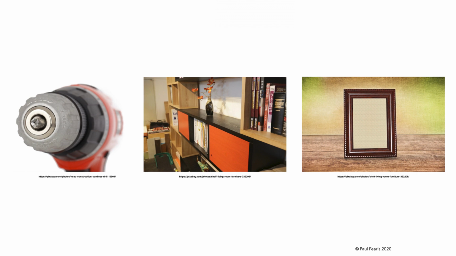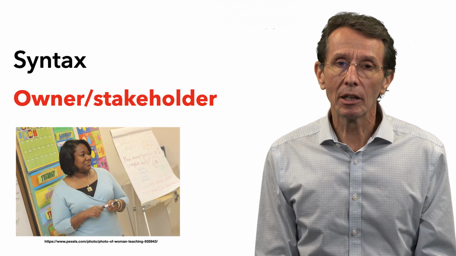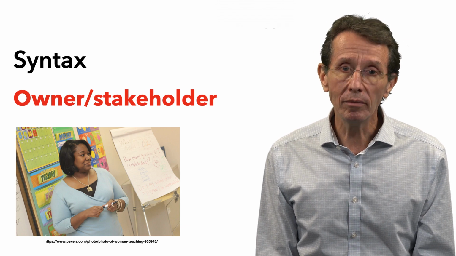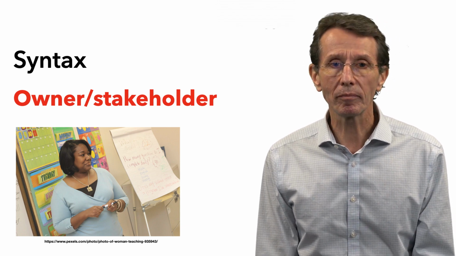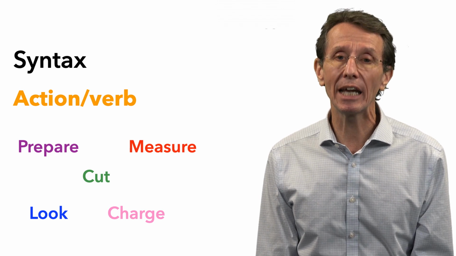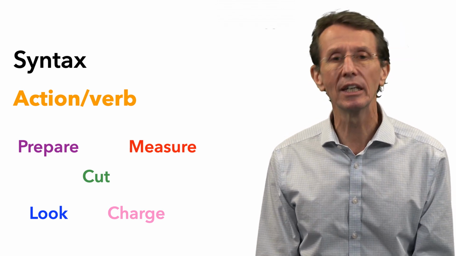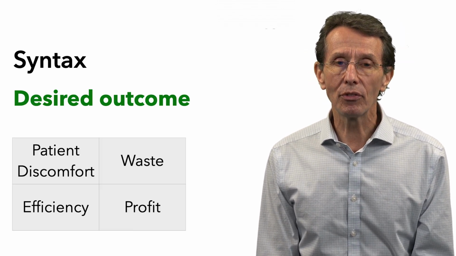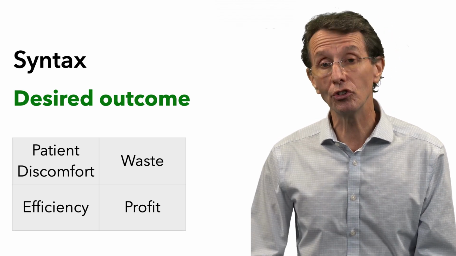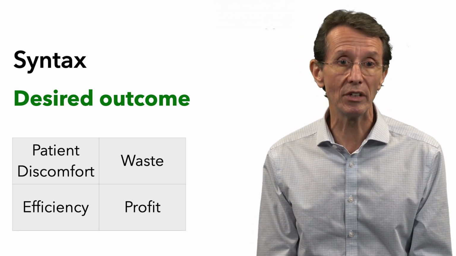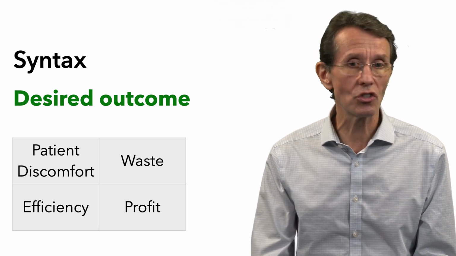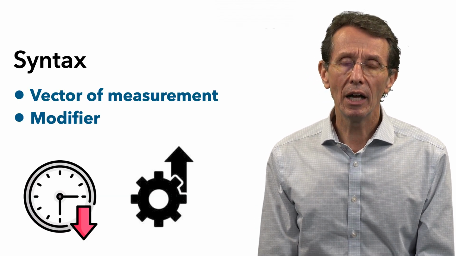So when I'm preparing need statements, I'm careful not to embed a solution in there, because that really sort of limits the creativity that a team could exercise around the problem. At a minimum, need statements should include an owner, that's that stakeholder typically, an action verb, the thing that's being carried out, preparing, measuring, cutting, a desired outcome, the thing that we're trying to affect. That might be patient discomfort in my case, or it might be waste of ingredients, or it might be efficiency of a process. And then a vector of measurement.